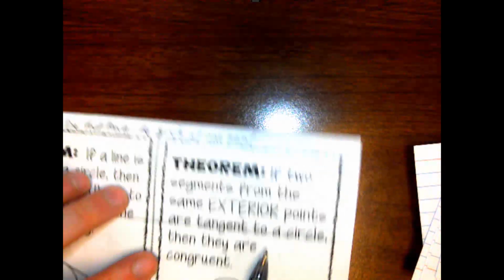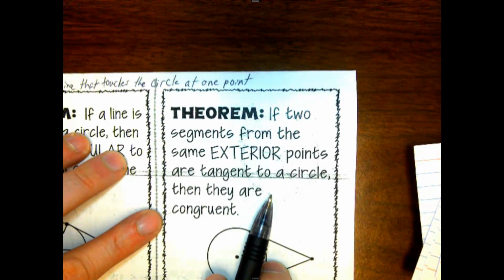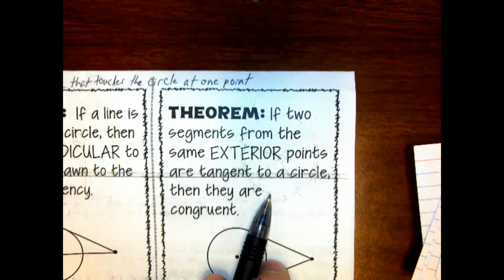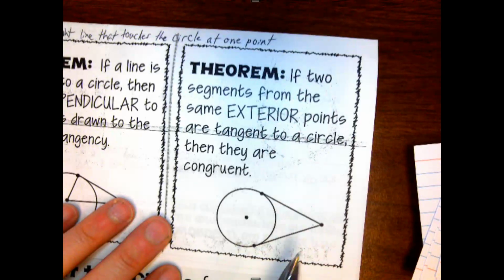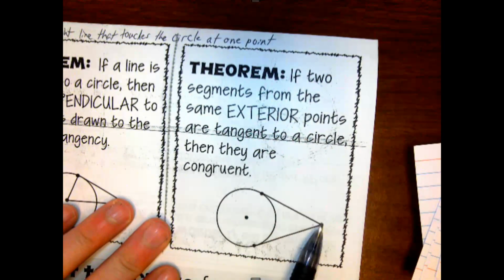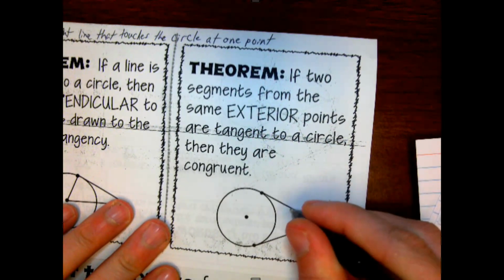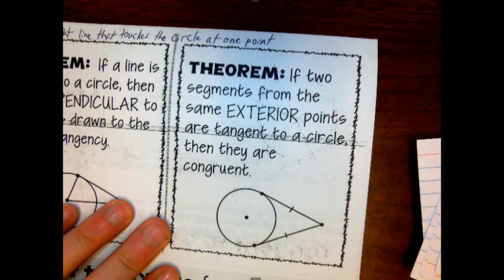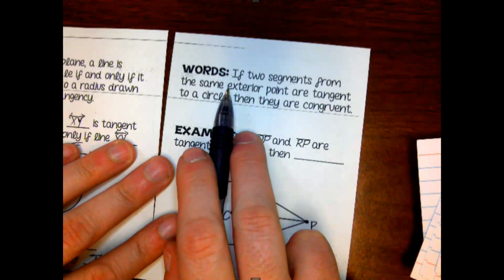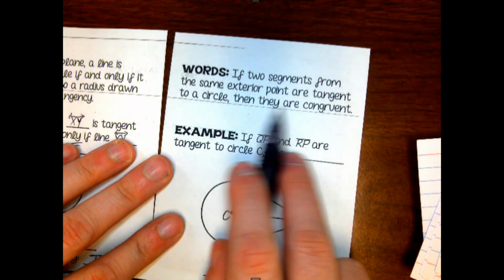The other theorem: if two segments from the same exterior point are tangent to a circle, then they are congruent. Meaning that if these two tangent lines both start from the same point and are tangent to the circle, then they are congruent to each other. They're the same length.